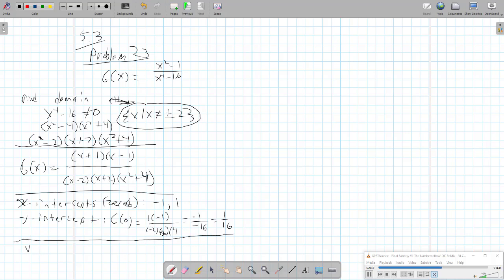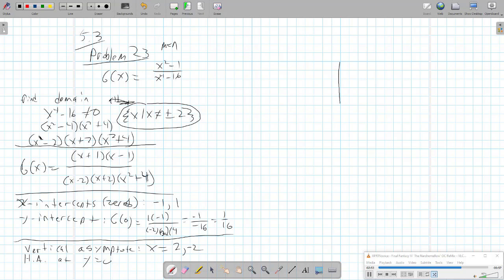Nothing reduced, so we have vertical asymptotes at the zeros of the denominator. Vertical asymptotes at x equals 2 and negative 2. Because x squared plus 4 can't equal 0, because you get imaginary numbers from it. And let's see, the top degree is 2, bottom degree is 4. That means the top degree is less than the bottom degree. m is less than n. So that means we have a horizontal asymptote at y equals 0.